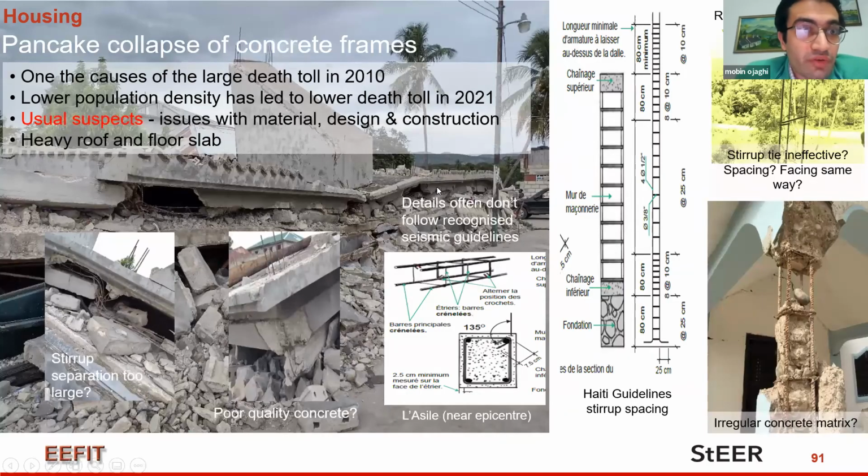Thank you. For multi-story buildings, many instances of pancake collapse and soft story failures were found. Pancake collapse was one reason for the large death toll in 2010. Here, there are fewer of these structures, and this may be one reason for the lower death toll. The usual suspects were found. Issues included heavy roof and floor slabs, low quality concrete, and the failure to adhere to recognized seismic guidelines. Some of these buildings were older, but some could have been built post-2010. Next slide.